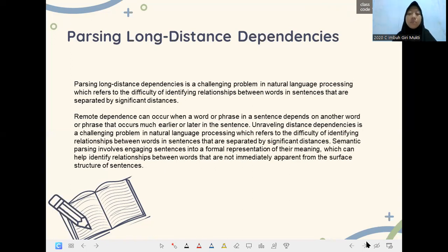Semantic parsing involves translating sentences into a formal representation of their meaning, which can help identify a relationship between words that are not immediately apparent from the surface structure of sentences.